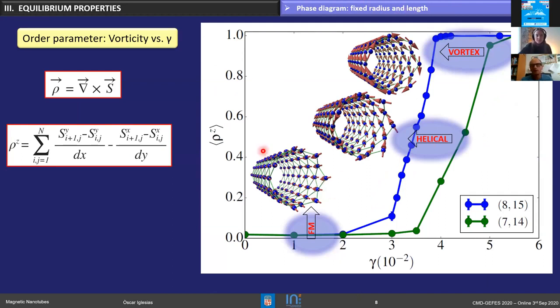What we see is that the spins order ferromagnetically for low gamma, forming a perfect vortex at higher gamma, but in the middle we see these helical structures in which the spins tend to follow the helix in which we have folded the lattice.